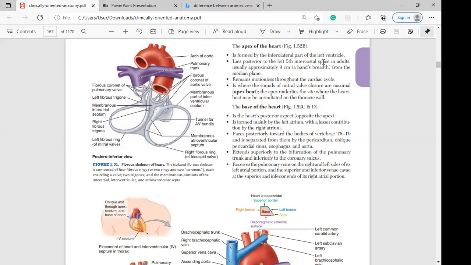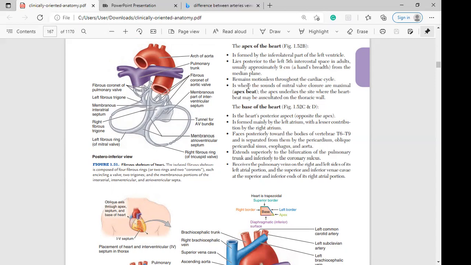Okay? Now, they said it is usually approximately 9 centimeters from the median line. So the median line is your sternum, the breastbone. So 9 centimeters to the left of that median line on the fifth intercostal space, there you find the apex of the heart. Now, the apex of the heart remains motionless throughout the cardiac cycle. So it is not moving up and down. It is motionless, the apex of the heart.